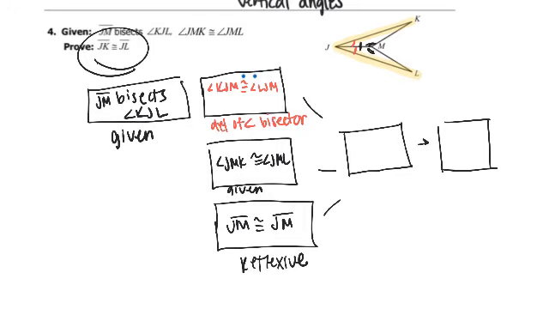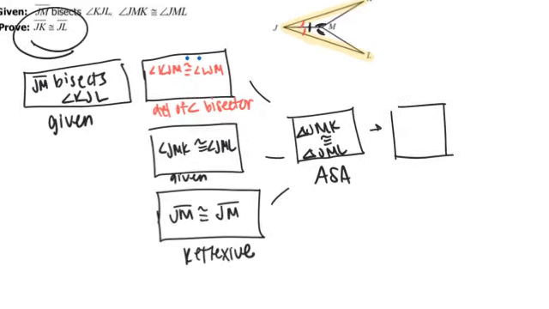We have 3 things marked, and it's going to be angle, side, angle, so we can say triangle JMK is congruent to triangle JML. But we're not done because that's not our proof. Our proof is that JK is congruent to JL, and that's going to be by CPCTC. Alright? Alright, last one here.